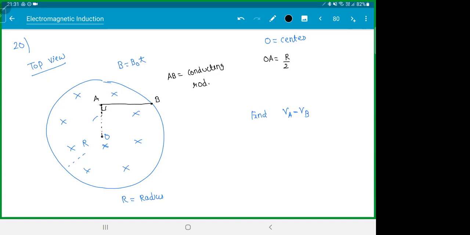Let me help you. See, it's not a ring, rod, this whole thing. This is a circular magnetic field region, no? We have a magnetic field which is B naught T for r less than R, and it is 0 outside.